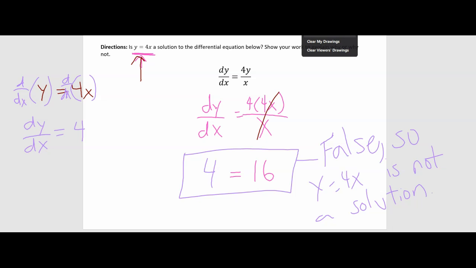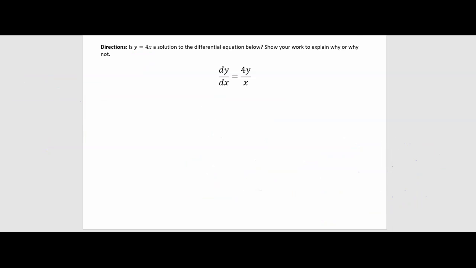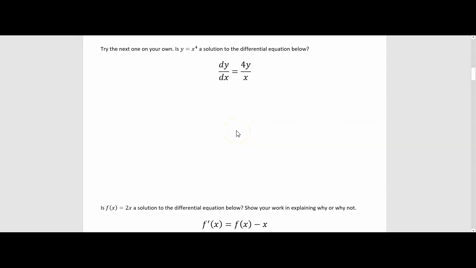Let's try another one. Let's try another possible solution. And this time I think you could probably pause and attempt this one on your own, see what you get, and see if it makes sense for whether it should be a solution or not.